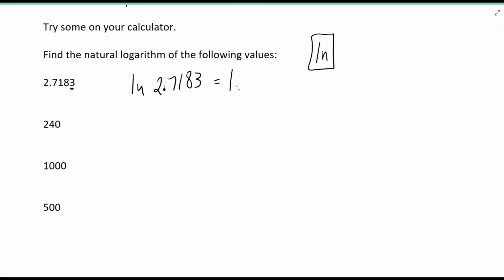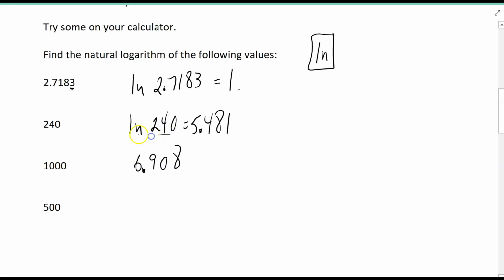The ln of 240 is equal to 5.481. Many of these we have to use rounding. The ln of 1000 is 6.908. Remember, this is the exponent that must be placed on e to equal this argument.